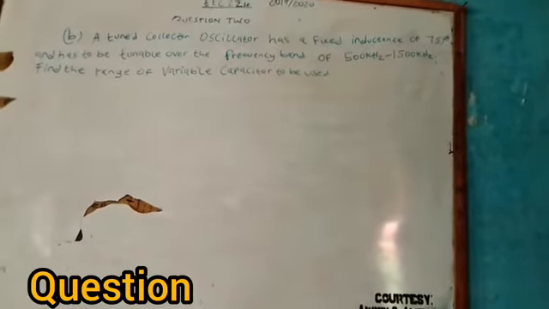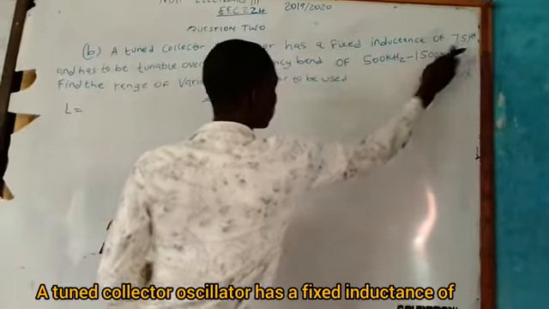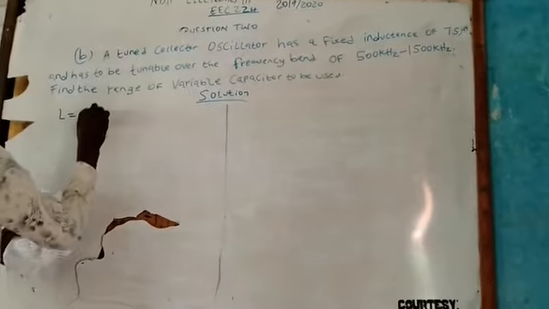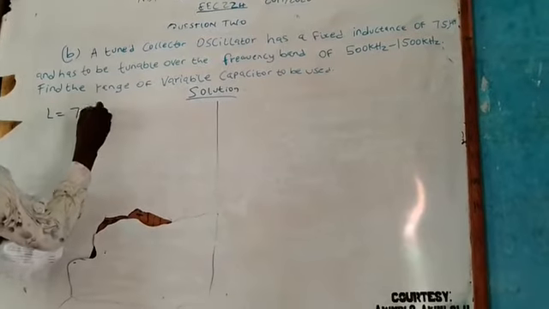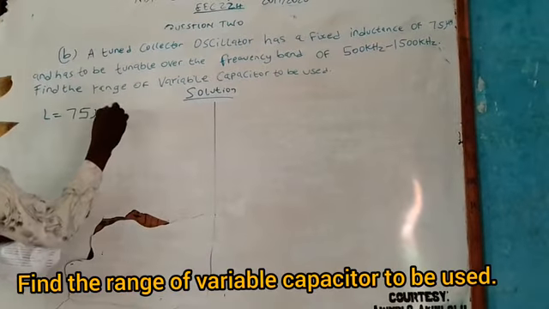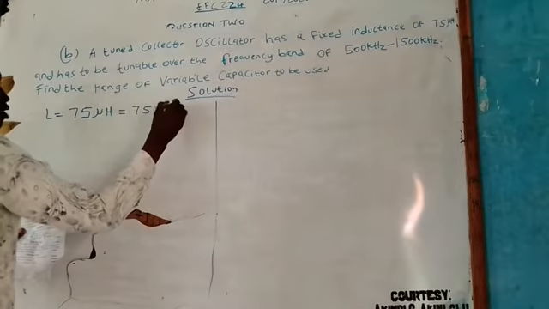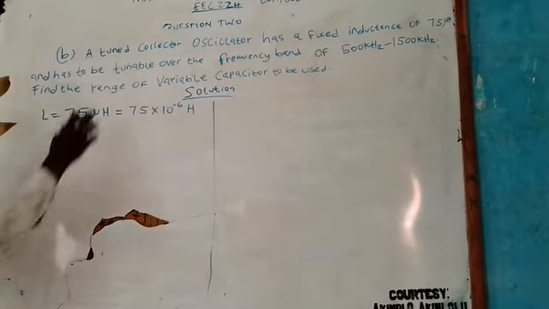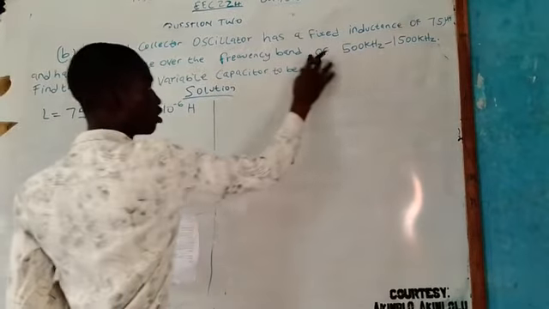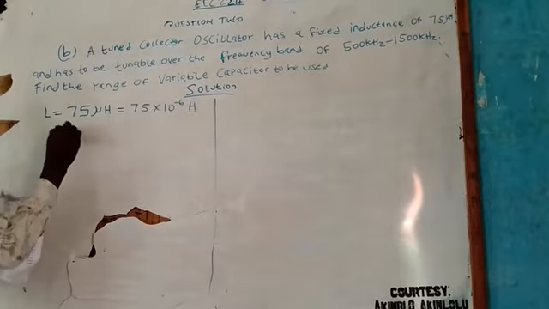What to do if you are given a question like this in exam. A tuned collector oscillator has a phase inductance of 75 microhenry. Now, first of all, we have an inductance 75 microhenry, and micro means 10 raised to minus 6. So 75 times 10 raised to minus 6.